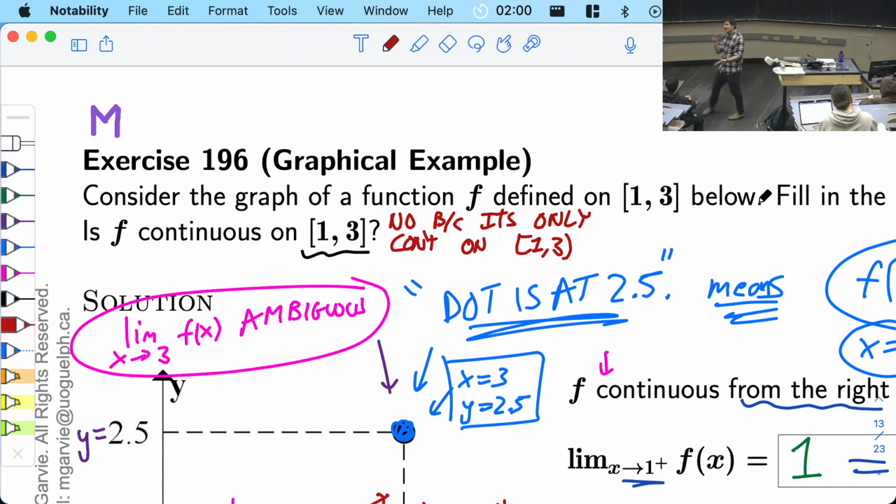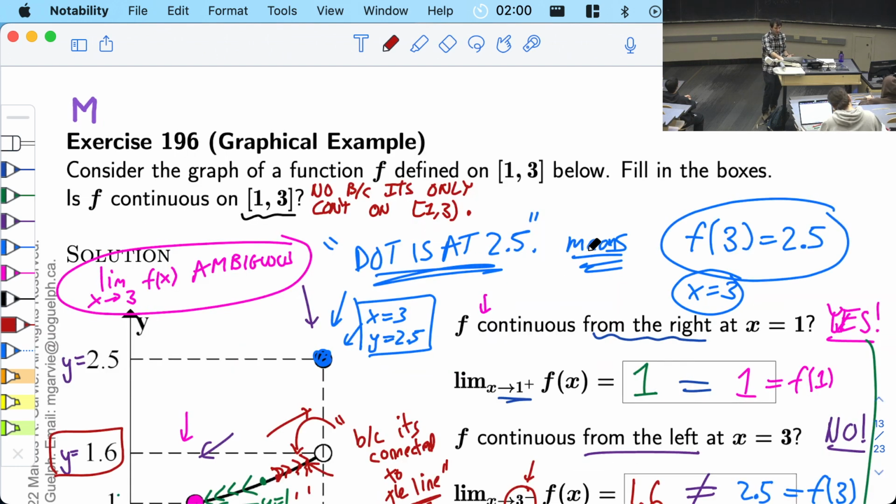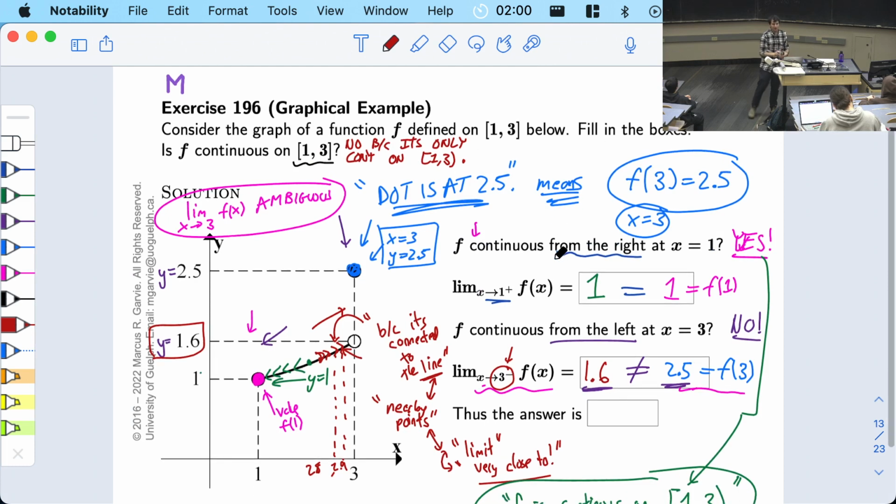So the question says, is it continuous at both ends? And we said no, it's only continuous at one end. That's what these sentences mean. So it's a new notation for the same idea again. New words that mean the same thing. Any questions or comments about that one?